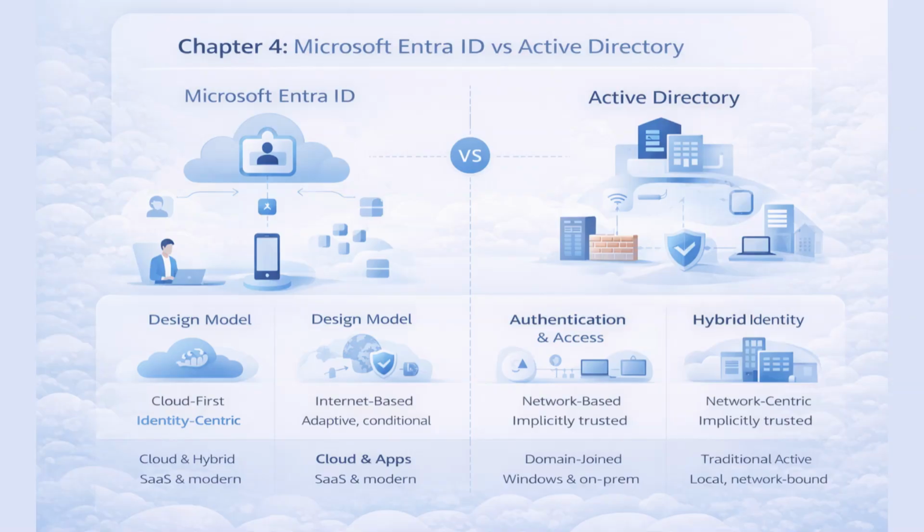Authentication and access. Active Directory authenticates users within a trusted network boundary. Once inside, users often gain broad access to internal resources. Entra ID authenticates users over the internet. Before granting access, it evaluates context, location, device status, and sign-in risk. This enables granular and adaptive access control.